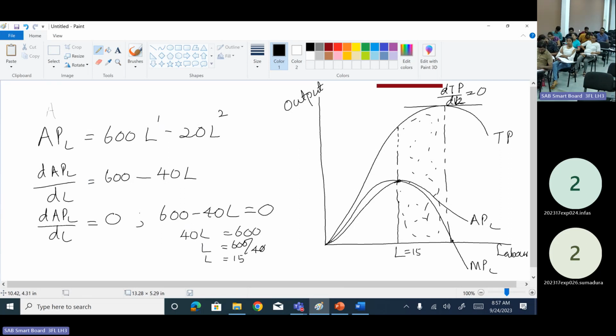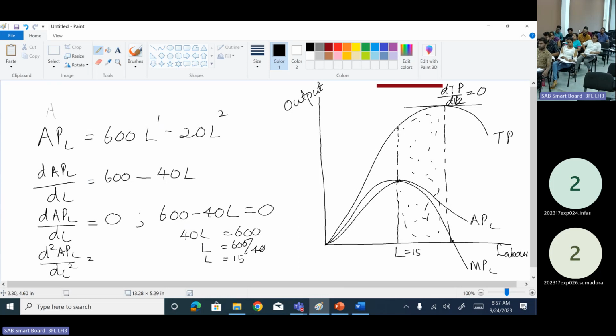So you can take the second derivative at this point to see whether it's a maximum point or a minimum point, right? So d2 ATL over dL squared. We take the second derivative of this function. So if you differentiate again, d2 ATL over dL squared, right?